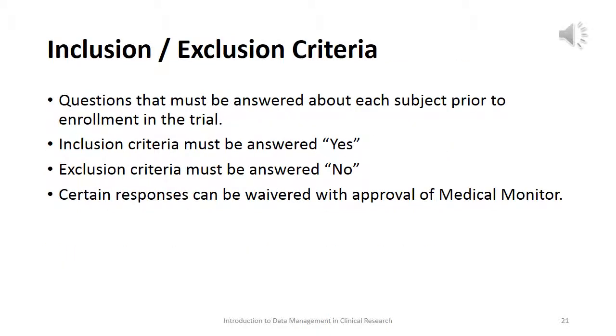So next we have inclusion-exclusion criteria. These are questions that must be answered about each subject prior to the subject being enrolled in the trial. Any inclusion criteria must be answered yes. Exclusion criteria must be answered no. Now, in some cases, certain responses can be waived with the approval of a medical monitor, but in almost every case, we want to ensure that the patient meets the inclusion-exclusion criteria, so the site must answer all of those questions in order to properly enroll the patient.